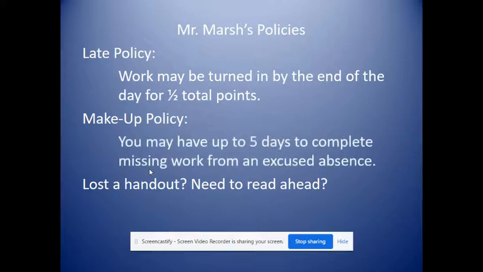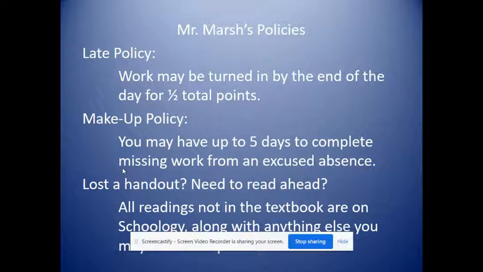As for a makeup policy, traditionally I would have 5 days to make up any kind of missing work in case they miss a day from school when they're supposed to be there. And so once again, with this year, we'll have to be very flexible, making sure we have enough time to make up any work that may have been missed. And then lastly, if they ever want to look ahead or read or they lost something, everything's posted on Schoology, which I want to make sure you can see.